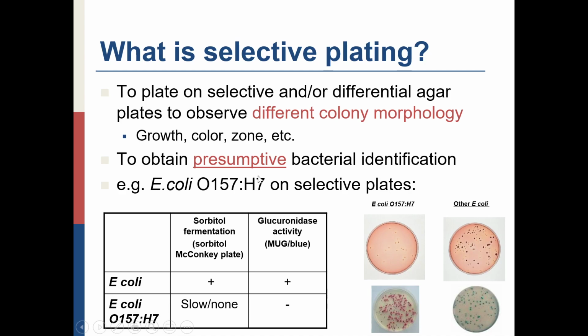That's going to allow you to differentiate between the two of them. Okay, and this is going to give you a presumptive bacterial identification. So if you see the red and a little bit of growth, then you have a good idea of whether or not it is E. coli O157:H7 or just normal E. coli, but it's not going to give you a definitive answer.